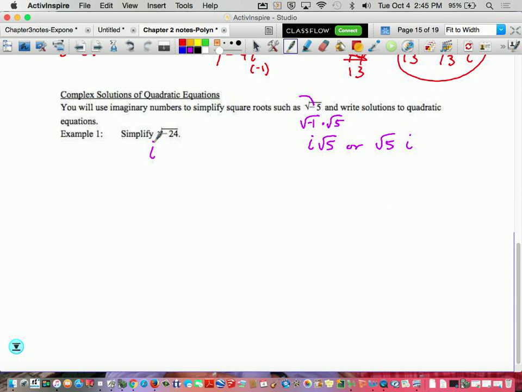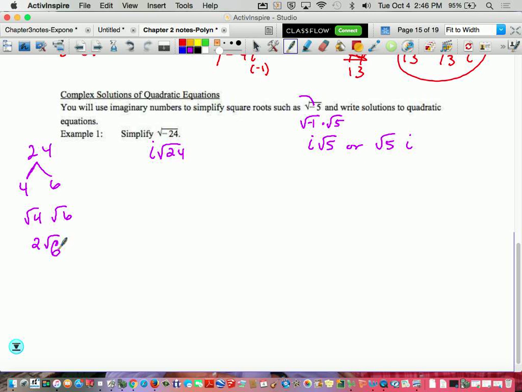So again, I would pull the i out front right away. What are some numbers that go into 24? That's 4 times 6. Which one of these can you take the square root of and get a nice number? Square root of 4 or the square root of 6? Well, the square root of 4 is 2.